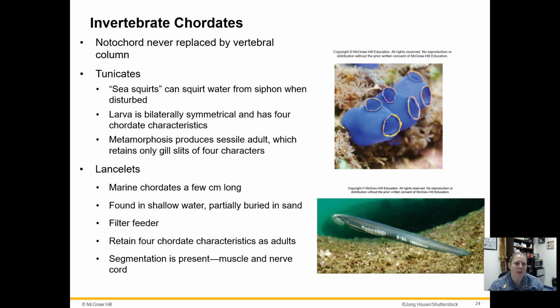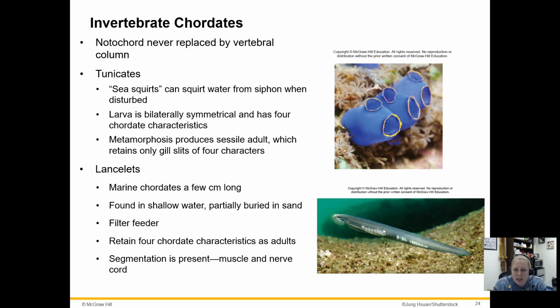The other group of invertebrate chordates we did know was a chordate because they do have the chordate characteristics. These are your lancelets. They are very much going to have those characteristics even as adults. So what's really cool is you can almost see it in this image here.